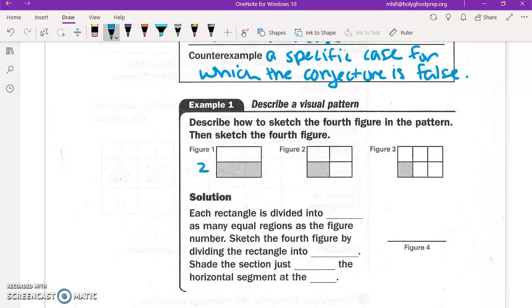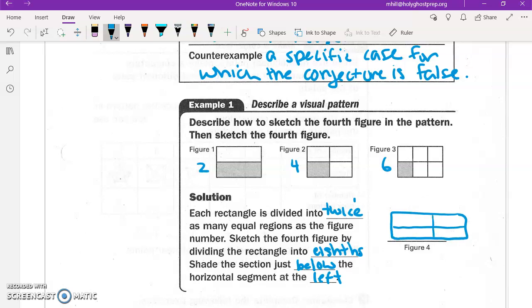So how does 2 relate to 1, 4 relate to 2, and 6 relate to 3? If you thought or said twice, you are correct. Each rectangle is divided into twice as many equal regions as the figure number. Sketch the fourth region by dividing the rectangle into how many? If you said eighths, you are correct. Shade the section just below the horizontal segment at the left. So drawing this here, you would draw a rectangle here broken up into 8 regions, and you would be shading in the bottom left one.